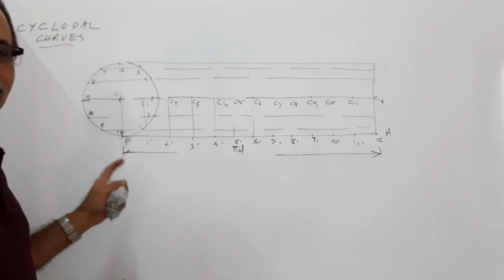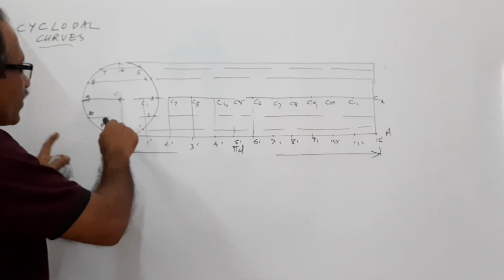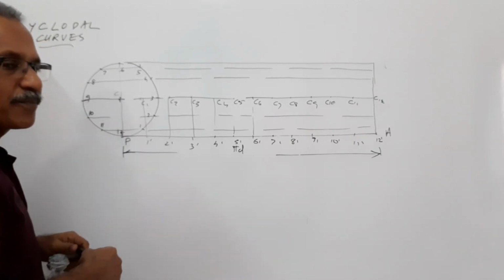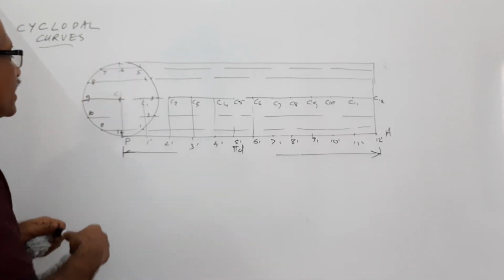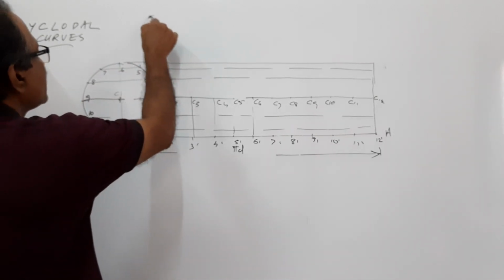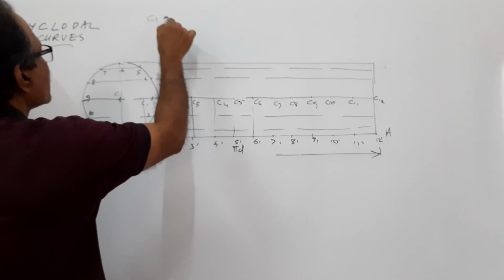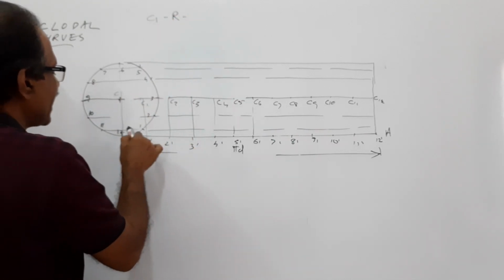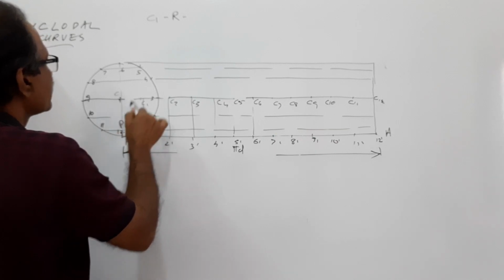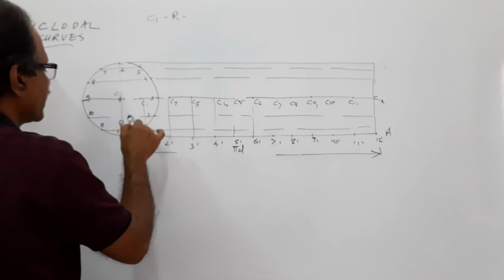P is the point whose path is traced. When 1 comes to 1 dash, what happens to P? P moves up from the ground. Where is P? C1 as center, radius as radius, whatever the radius of the circle, cut the line through 1 at P1.